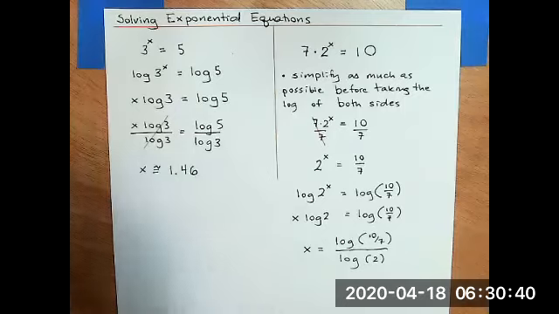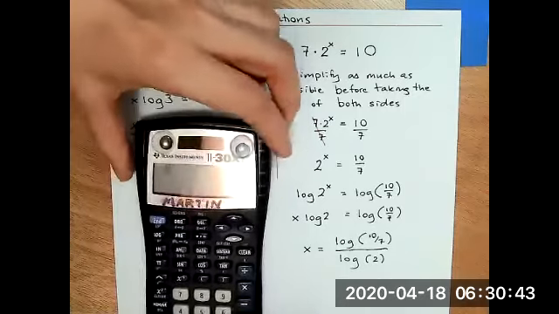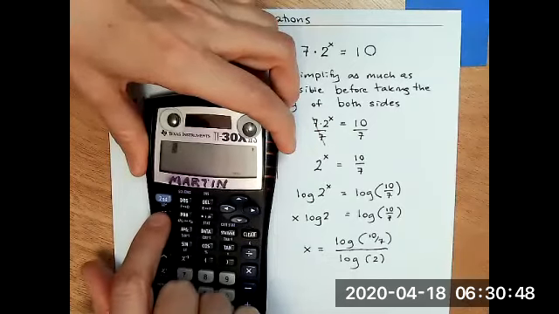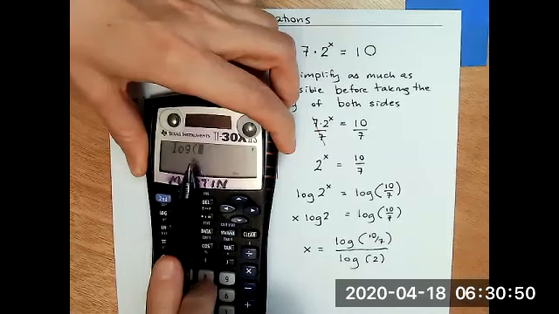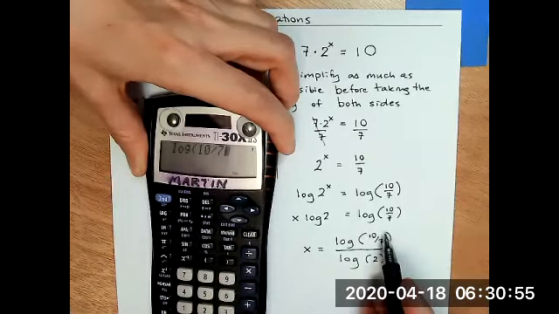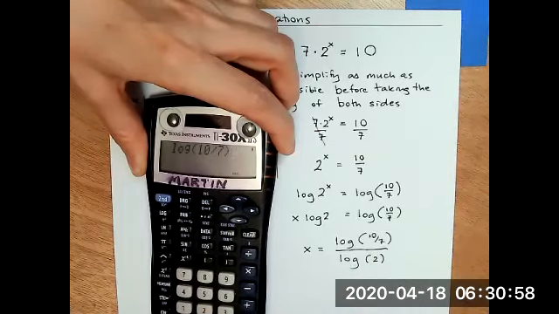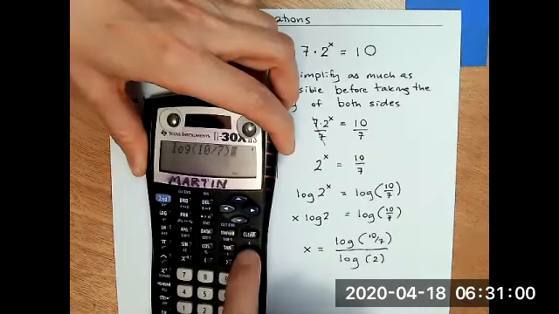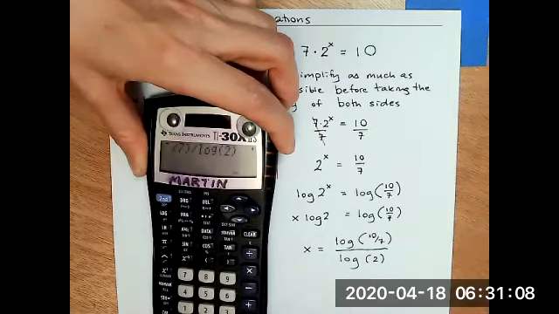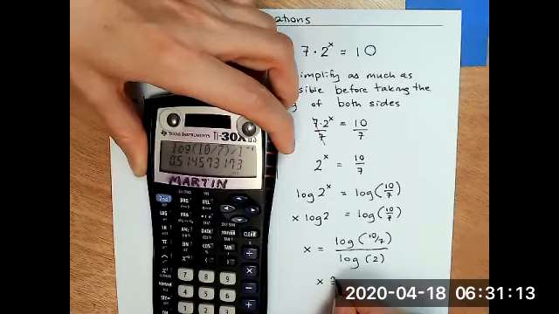It's worthwhile practicing typing these in on the calculator. So that's my common log. Notice that it types in the first parentheses. Be sure you type in the second parentheses yourself. It types the first parentheses. You type the second one. I'm going to round off to the hundredths place, so I'll use the approximately equal sign.